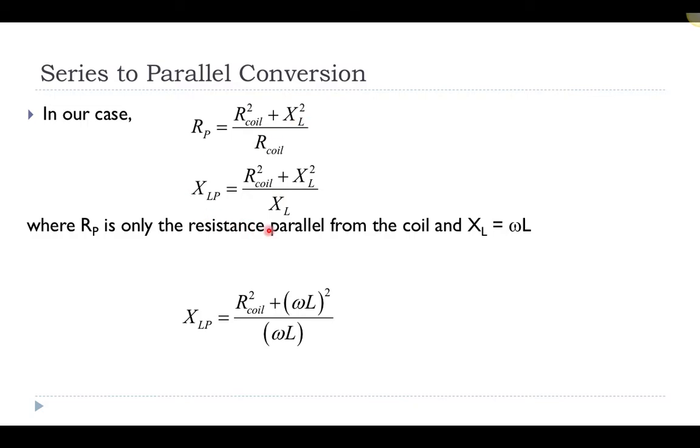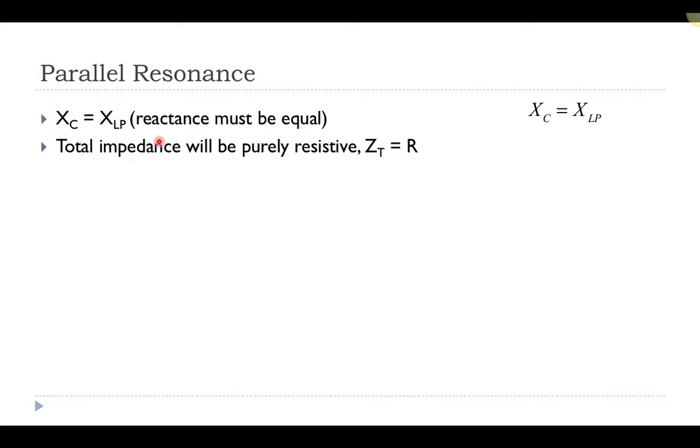I can rewrite the expression for the equivalent reactance in terms of the resistance of the coil and then the angular frequency times the inductance squared, over the angular frequency times the inductance. Why do I care about writing it this way? I care because at resonance, all of the impedance in the circuit is resistive impedance, and so the reactive components for the capacitor and for the inductor actually cancel each other out.